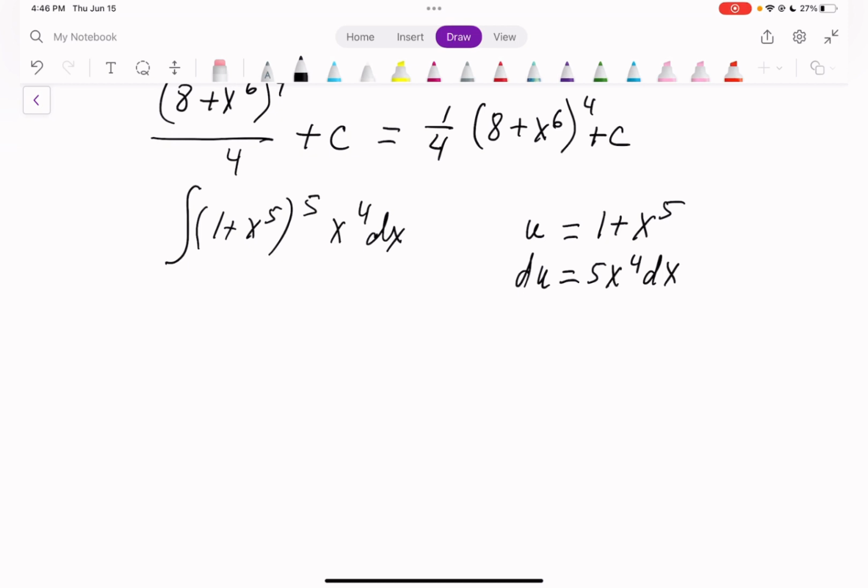5 times, okay. So in this case, we have du equal 5x to 4 dx. We have here x to 4 dx, so we need this 5, right? So what am I going to do? And this is going to be my u to power 5, right? I need 5 here because I need 5x to 4 dx. This is a manipulation I'm going to do.